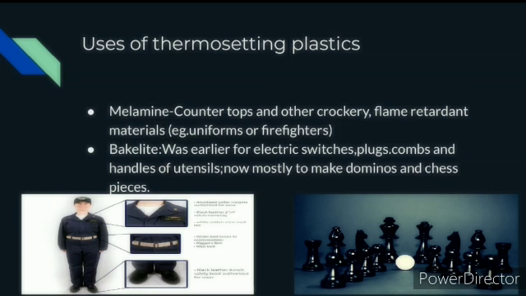So under thermosetting plastic, there are two major types of plastics, which are melamine and bakelite. Melamine is used to make countertops and other crockery, and also flame retardant materials, for example uniforms of firefighters. Next, bakelite, which was earlier used for making electrical switches, plugs, combs and handles of utensils. Now it is mostly used to make dominoes and chess pieces.